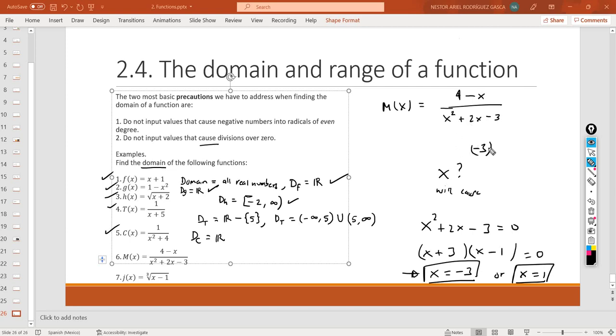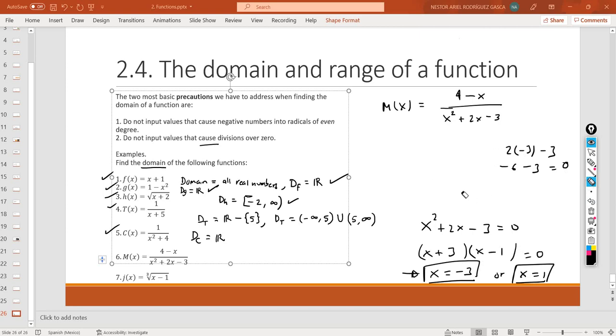Minus 3 squared plus 2 times minus 3 minus 3. Then we have 9 minus 6 minus 3, which is 0. You see? So this number, minus 3, caused a 0 in the denominator. And x equals 1 will do as well. Okay? So these are the two numbers that you have to reject.